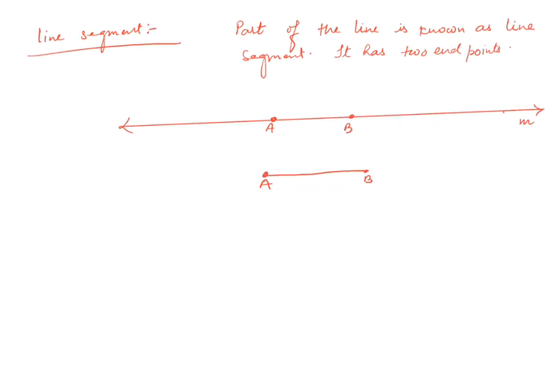You can see the endpoints are A and B. And how to represent it? We can represent it like this, AB. You can write it AB or BA, and above AB or BA you put the sign of line segment. So this is the representation of a line segment.